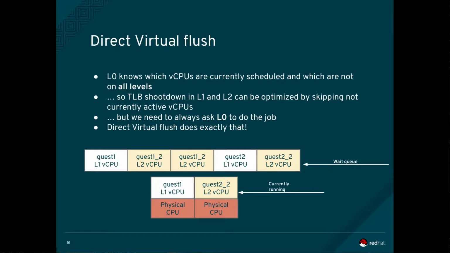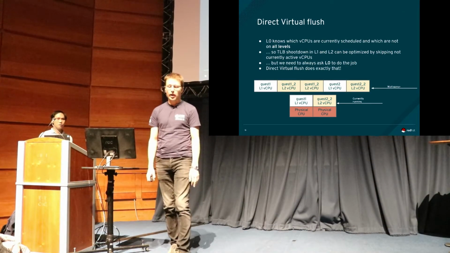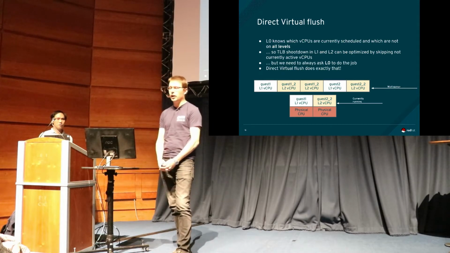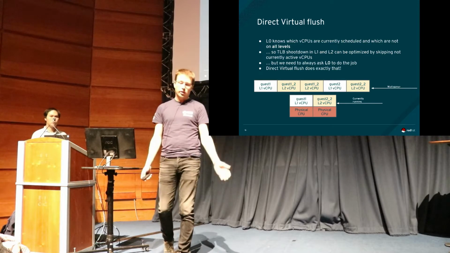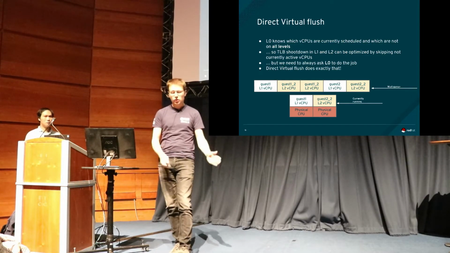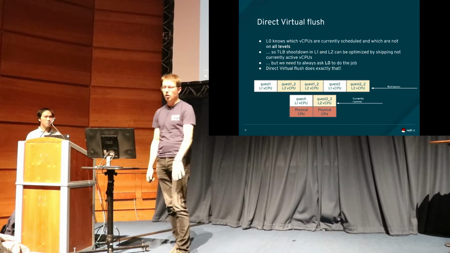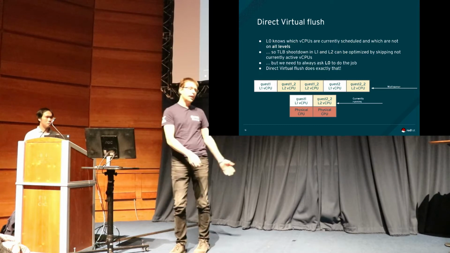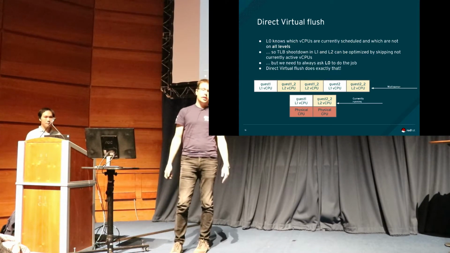Direct TLB flush. There is a feature in Hyper-V which allows the level 0 hypervisor to be utilized by level 2 to do its TLB flushes. Because how is the TLB flush procedure done on Intel? Well, if you want to do a TLB shootdown on other CPUs, you need to send IPIs there.